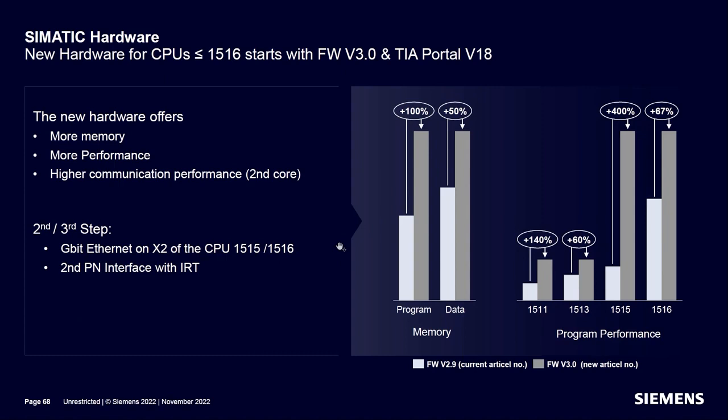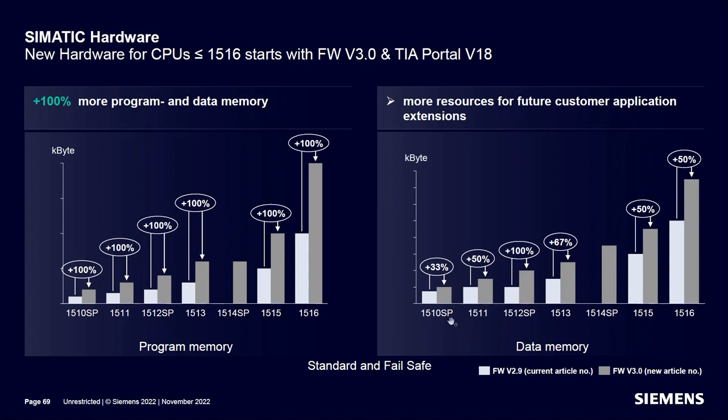So that dual core really gives us some great things as far as speed, but we also have additional memory in all of our units across the board. So up to 100% change in program memory, up to 50% change in data memory. And we see that here, everything across the board has got that 100% memory change. So we've got far more memory in each of those. And then the data memory changes a little bit based on which model we're actually looking at.